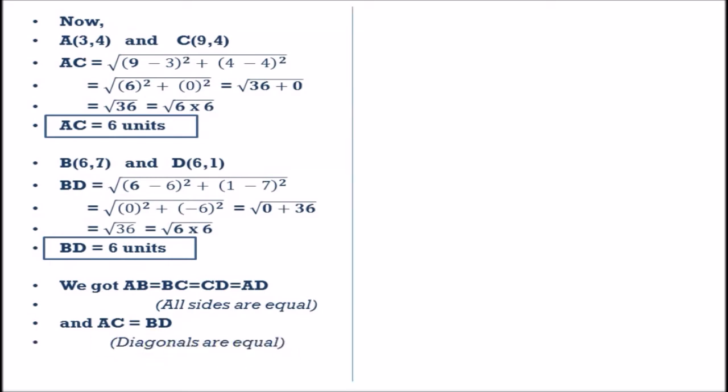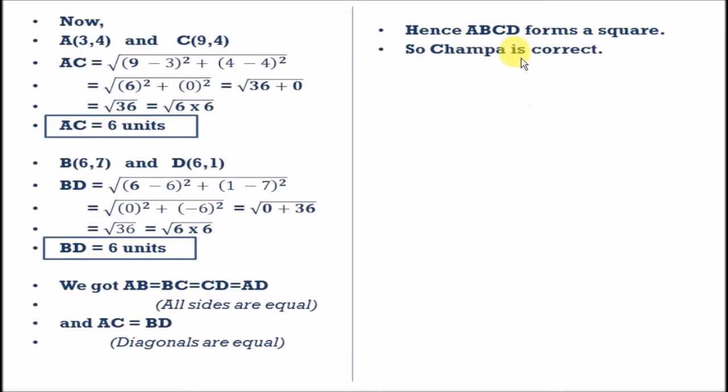So hence ABCD forms a square, as this condition satisfies for a square. All sides equal plus diagonals also equal. So Champa was saying it's a square, so Champa is correct. So we are done with the question.